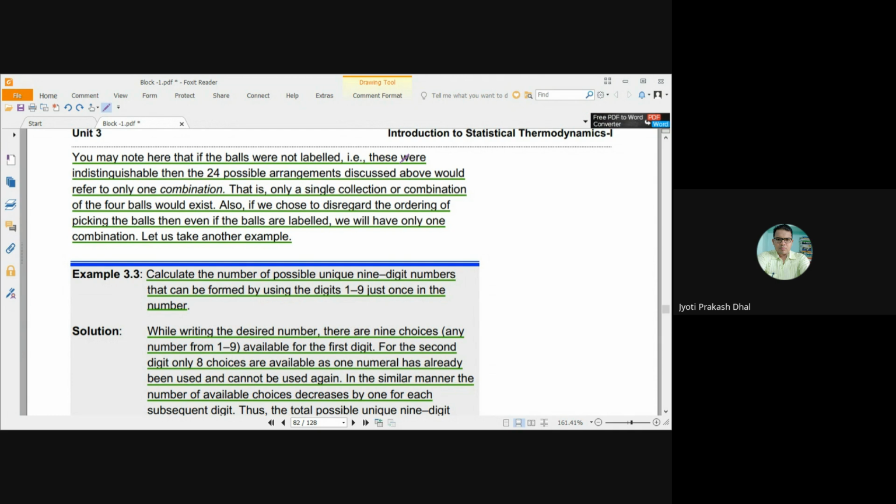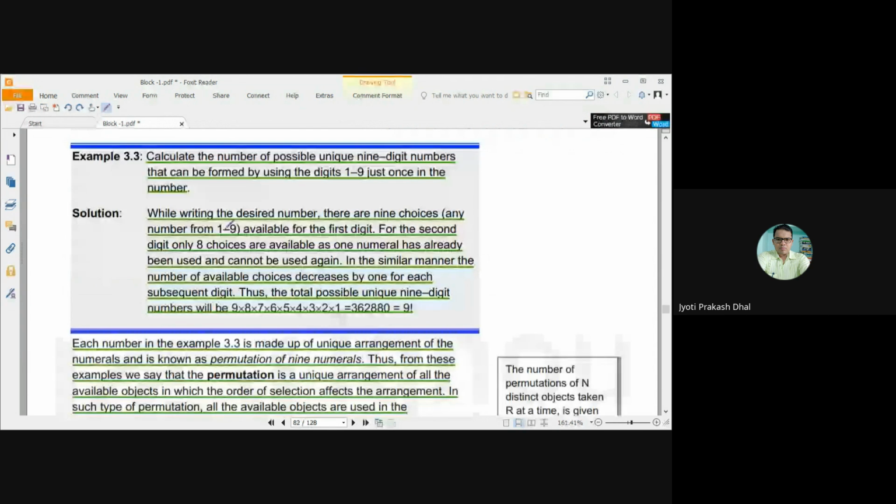Now let us take another example. Calculate the number of possible unique 9-digit numbers that can be formed by using the digits 1 to 9 just once in a number. So that means 9 digits are there, 1 to 9, and out of the digits 1 to 9 you have to use each digit only once.